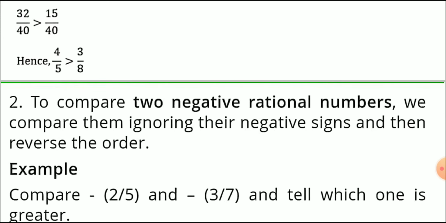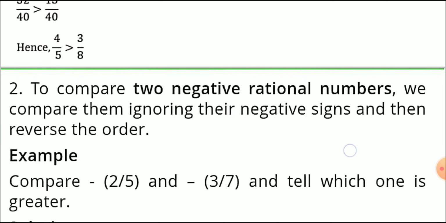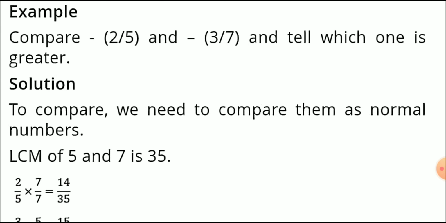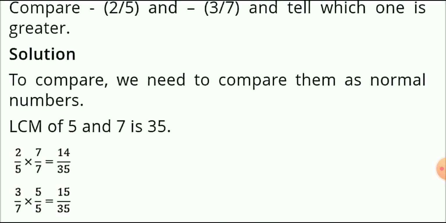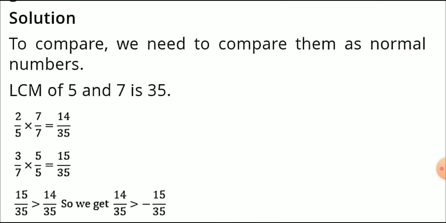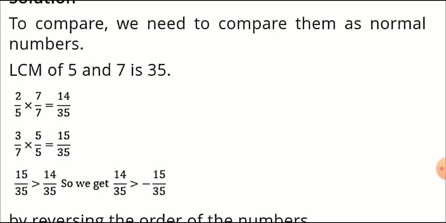To compare two negative rational numbers, we compare them similarly, like the same. First you convert them, or you make them like. After that you can see that 14 upon 35 and 15 upon 35 both are in like form. Then, before comparing, if one number is positive and one is negative, you can directly understand that positive numbers are always greater than negative numbers.